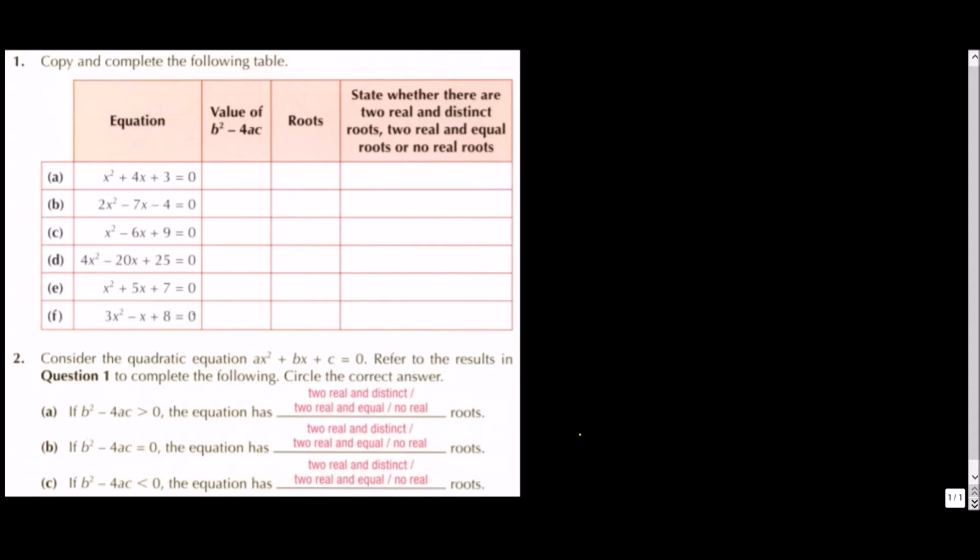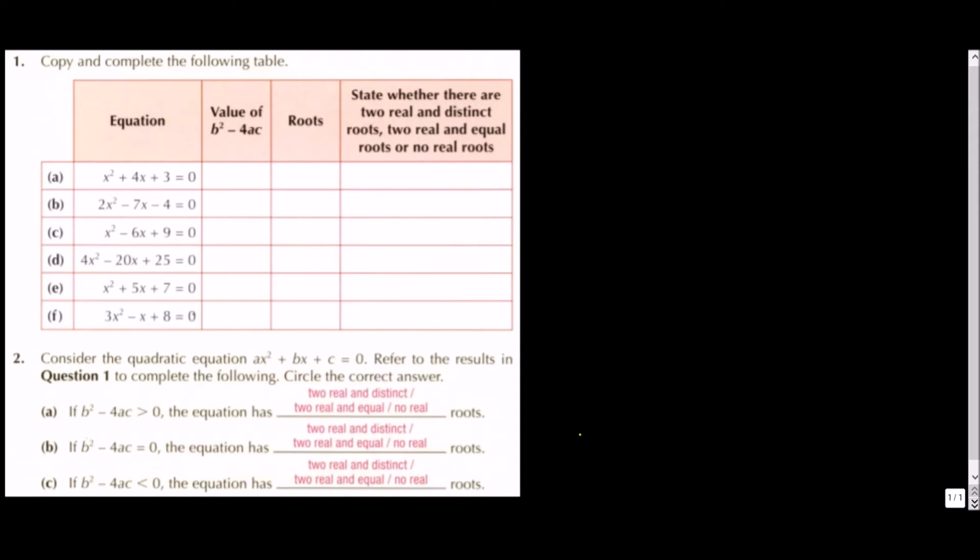It gives us equations. It asks us to find the value of b squared minus 4ac, the roots, and state whether there are two real and distinct roots, two real and equal roots, or no real roots at all. So there's multiple methods that we can take to do that. I'm going to go ahead and do A for us, just so that we understand what we're doing.